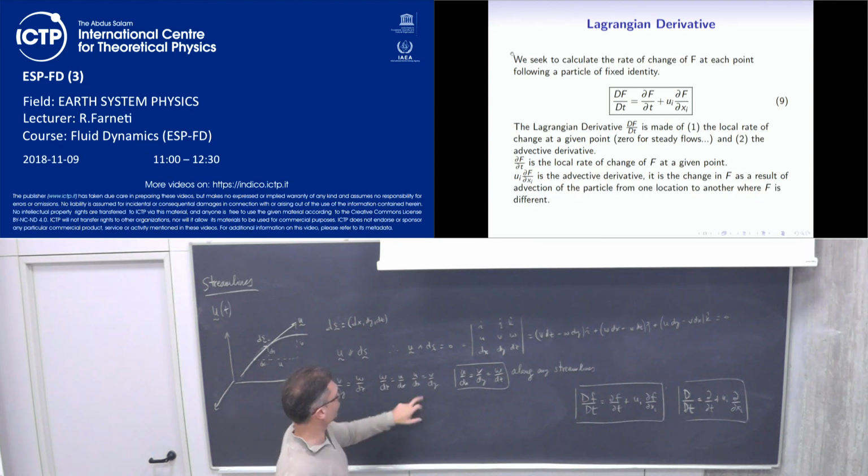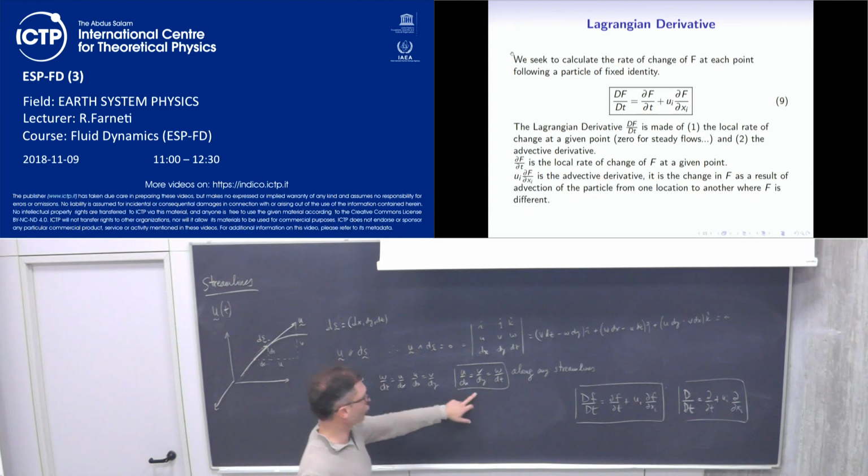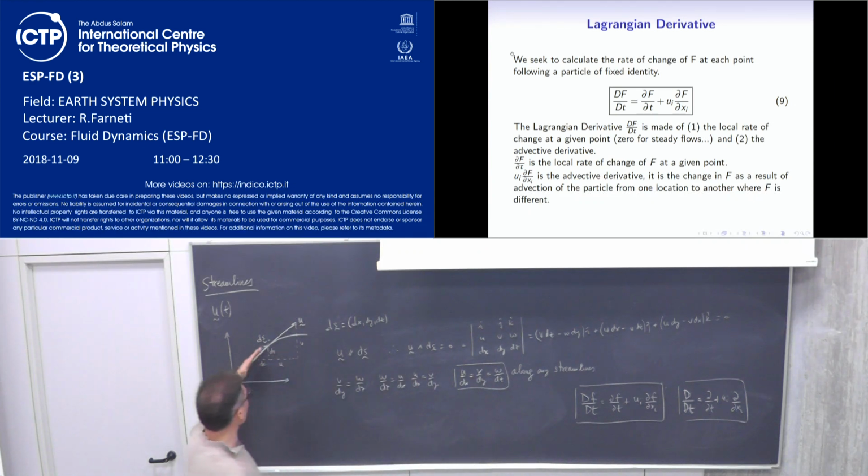So H1 will give you this. Or you can rearrange to give this. And this is true along the streamline. So at any point, you can build a velocity vector with an element of the arc length, which is parallel. Okay? So this gives you the coordinates of the streamline.